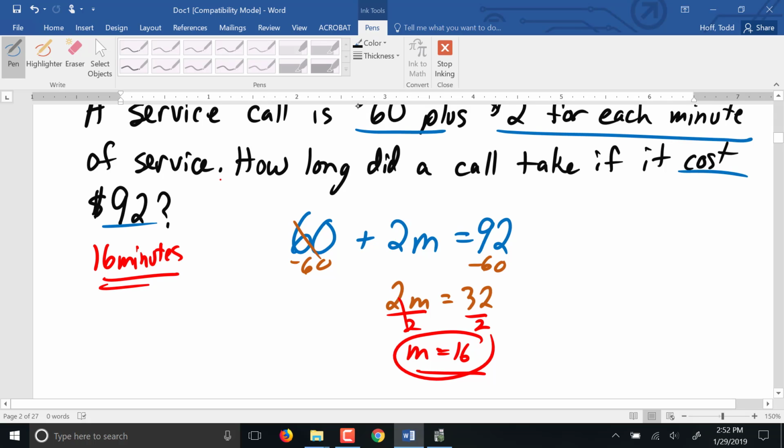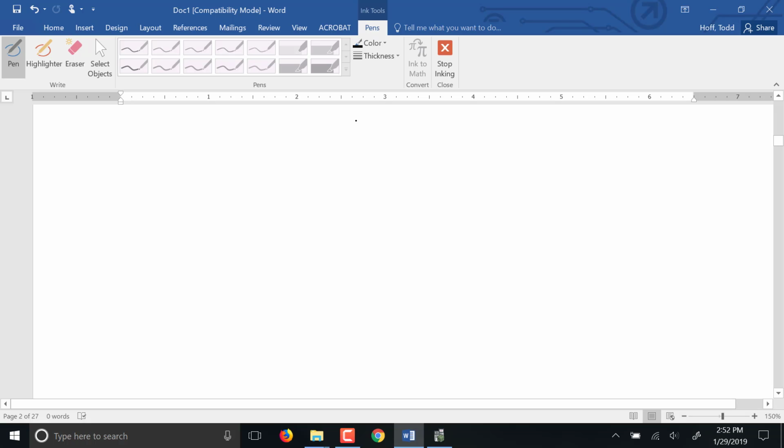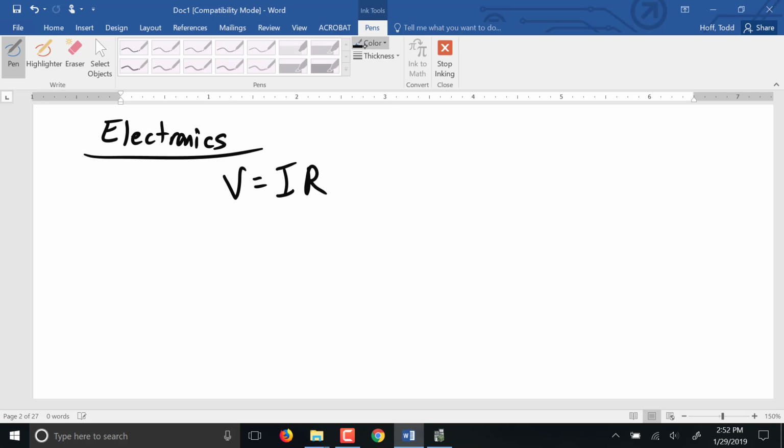We can run into other formulas that are given outside of geometry. We might have in electronics, a common formula is voltage equals current times resistance. You might be given, find the current, or find the resistance, I should say.